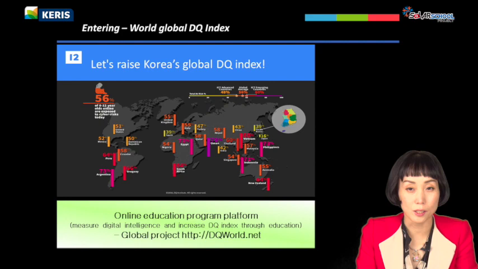Everyone, did you know that there are sites where you can know the DQ index and digital index of the world? It is a global project that not only measures digital intelligence, but can also increase the digital index through education. Shall we visit there after today's class?